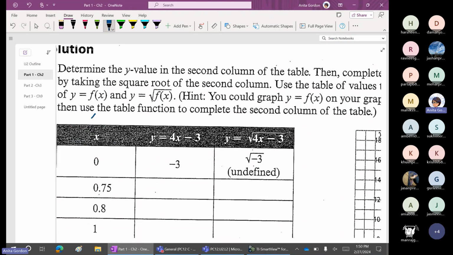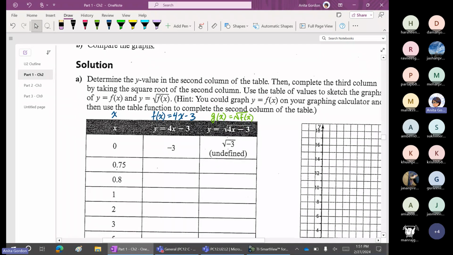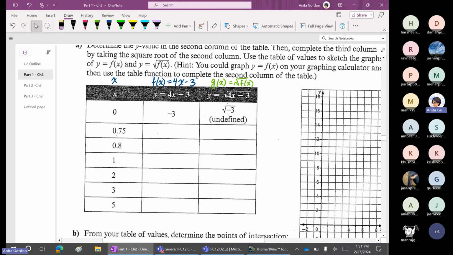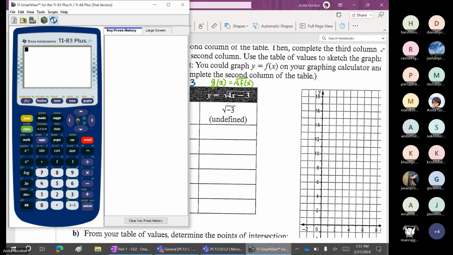So in this chart, our x values are here. The x values are the same for both. Here we have f of x equals 4x minus 3. And then we have g of x, which is the square root of f of x. And we can stick this into our calculator. Let's take a look at what the values look like. I'm going to pull out my calculator here.